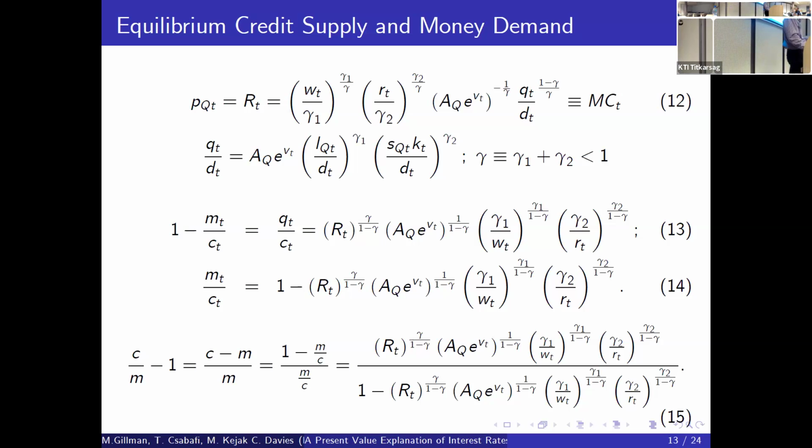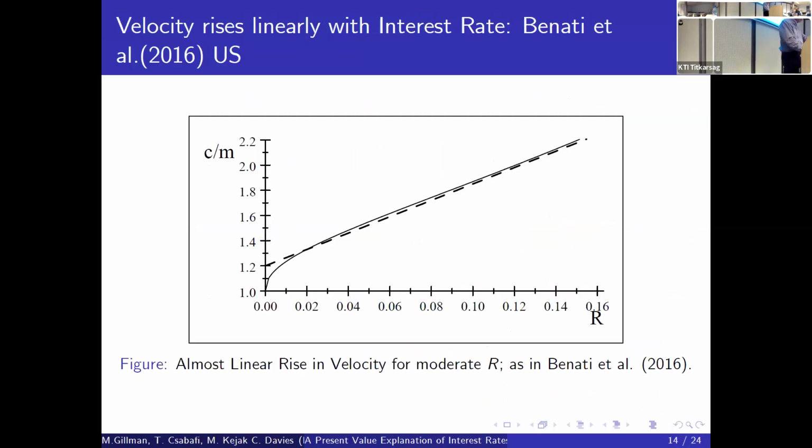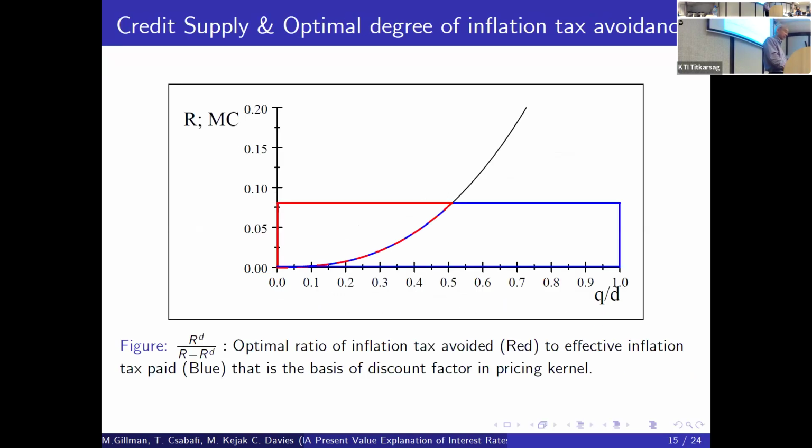So, okay, we do all that. And this is showing that the velocity rises with the interest rate in a near linear fashion, which Benatti et al. find is consistent with US data. So this model is consistent with US data of velocity rising linearly with the interest rate.